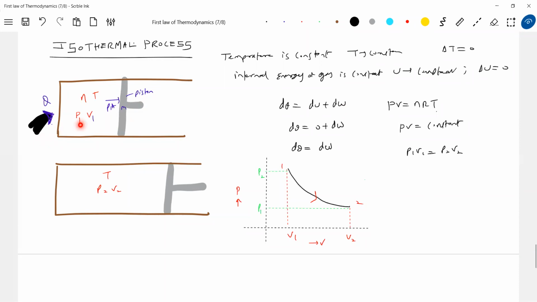So in an isothermal process, the gas will convert heat into mechanical work. Any amount of heat you supply, it will convert that heat into mechanical work. Very good thing, no? So in an isothermal process, the gas converts heat into mechanical work or vice versa. Don't write heat energy, because heat itself is energy.